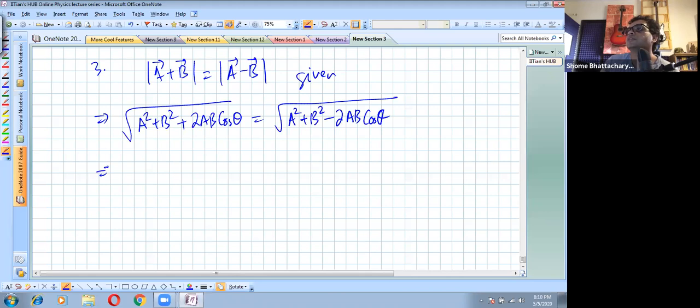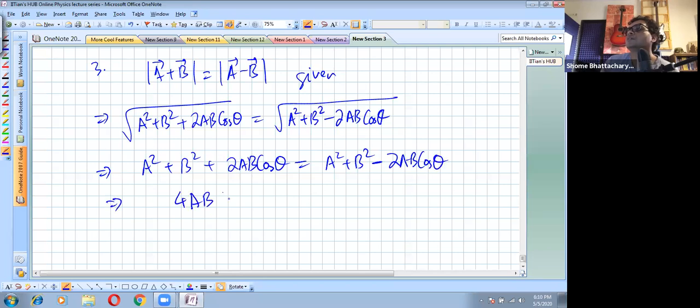Now take square on both sides. So A square plus B square plus 2AB cos theta is equal to A square plus B square minus 2AB cos theta. So this will tell you that 4AB cos theta is 0. Now obviously, A is not 0 because otherwise the question would not make sense. I have not given you a null vector. B is not 0. So that means cos theta must be 0, so theta must be 90 degrees. So it implies that the vectors are perpendicular.